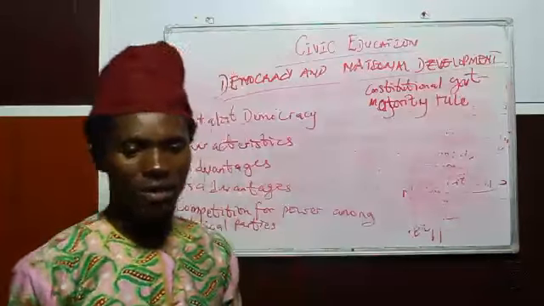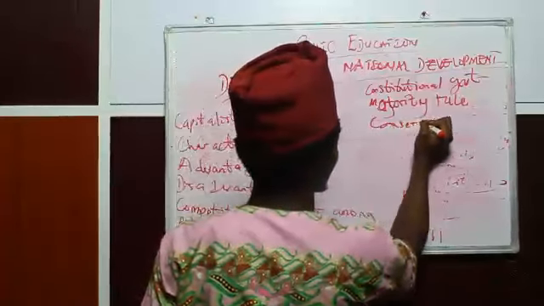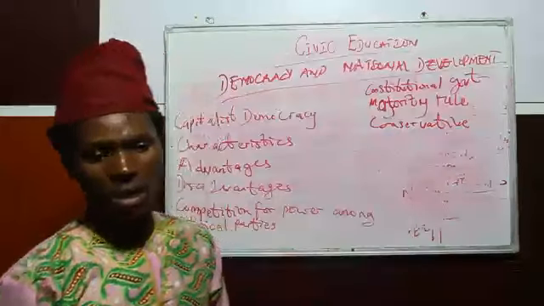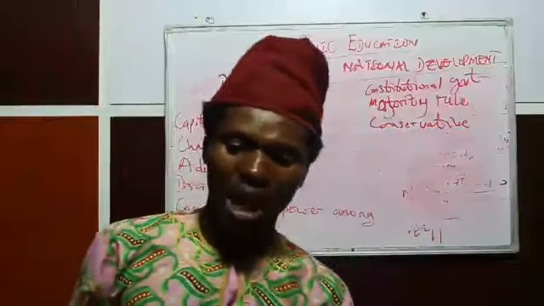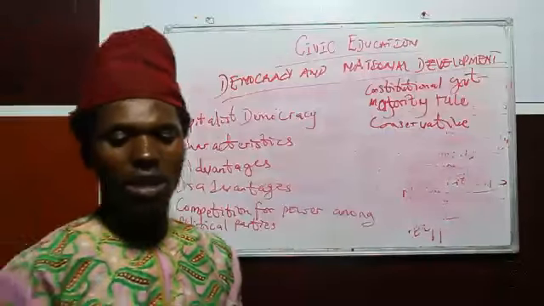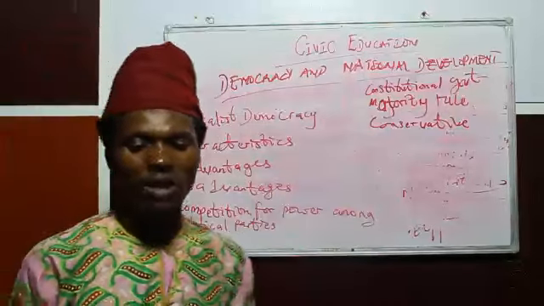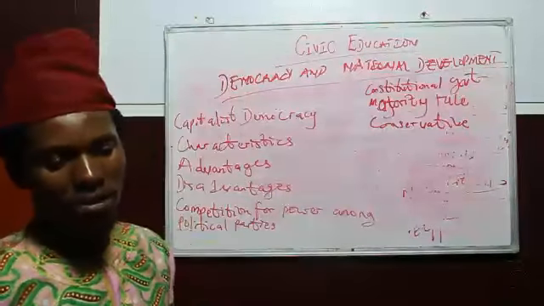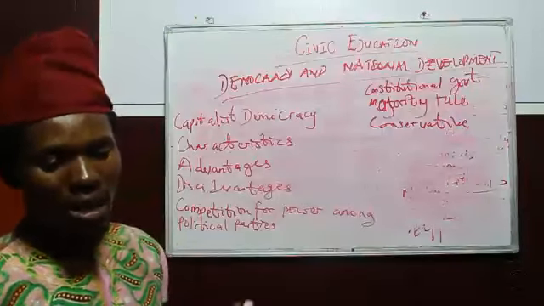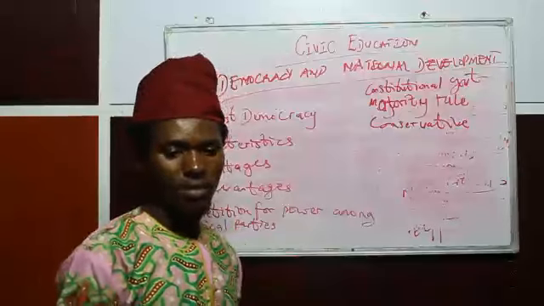Then conservative. In capitalist democracy, changes are not acceptable, and if changes need to be made to society, they should be made gradually. The conservative government operates the policy of laissez-faire, which is a policy of non-interference, especially that government should not interfere in the working of the free market.